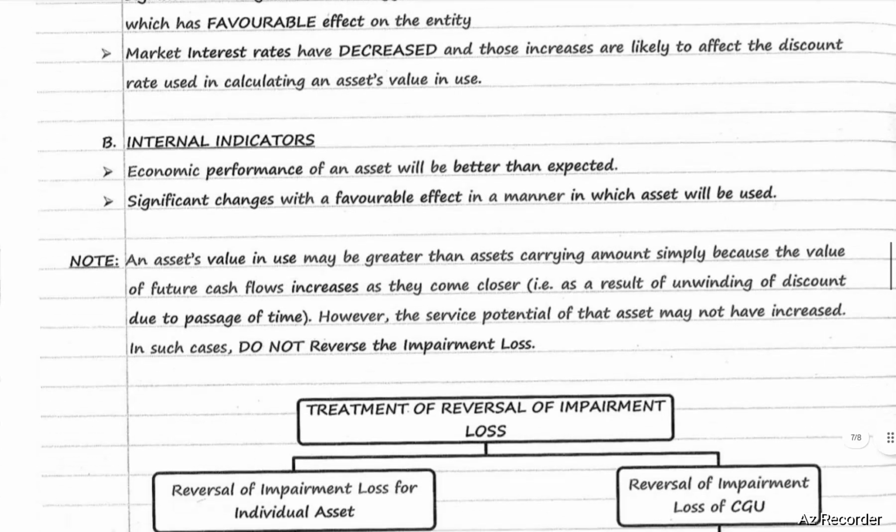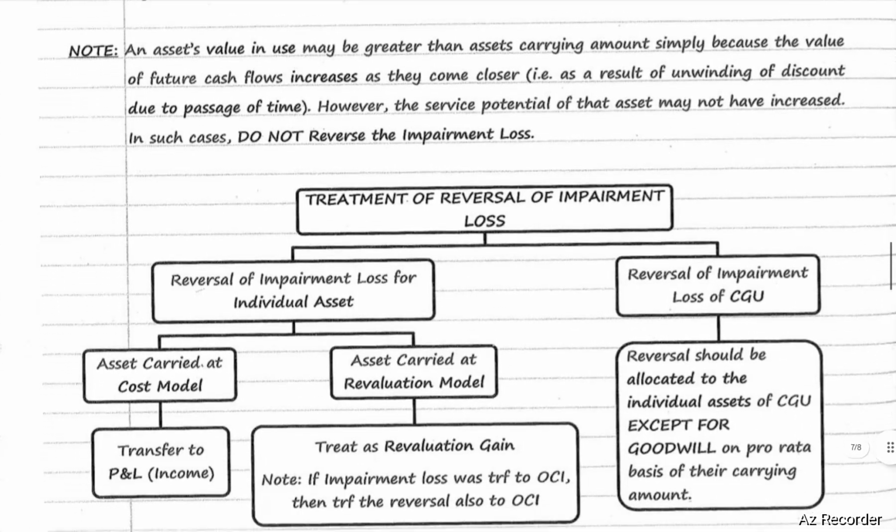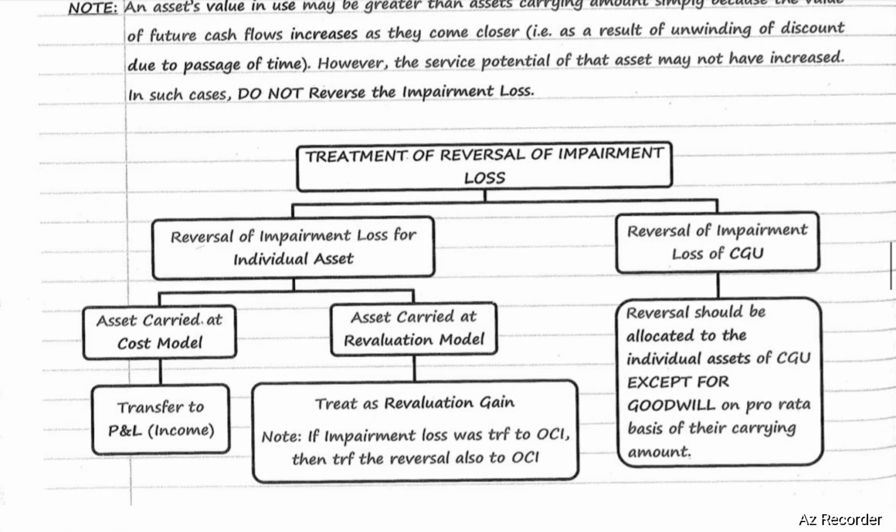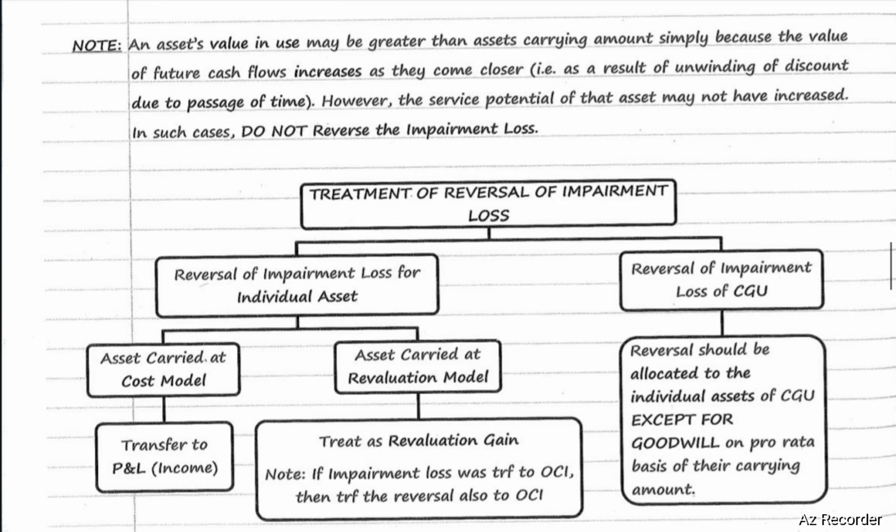Treatment of reversal of impairment loss. A reversal of impairment loss per individual asset. If the asset is carried at the cost model, the impairment loss reversal income will be transferred to the P&L account. If the asset is carried at the revaluation model, treat the reversal as a revaluation gain. If the impairment loss was transferred to OCI, then transfer the reversal also to OCI.